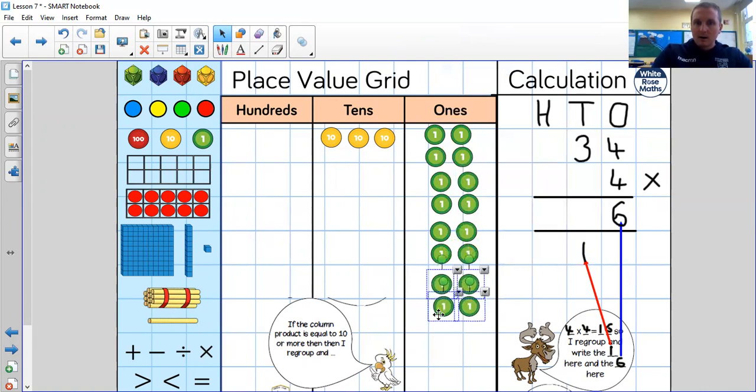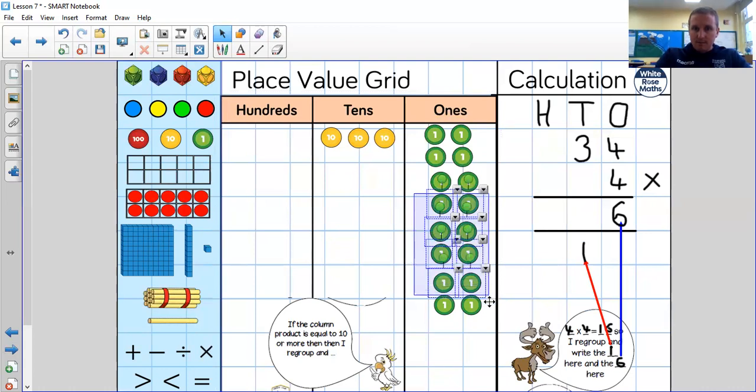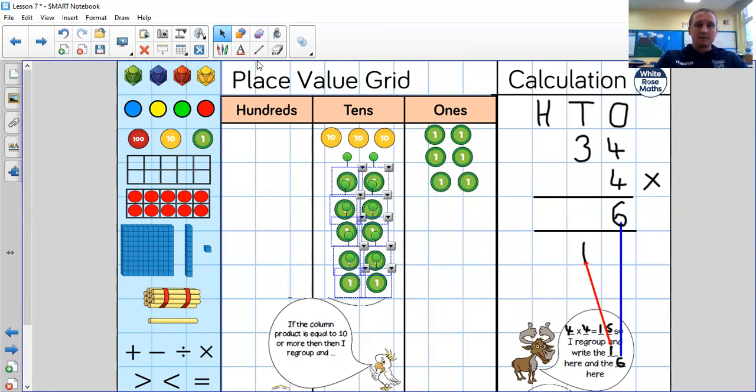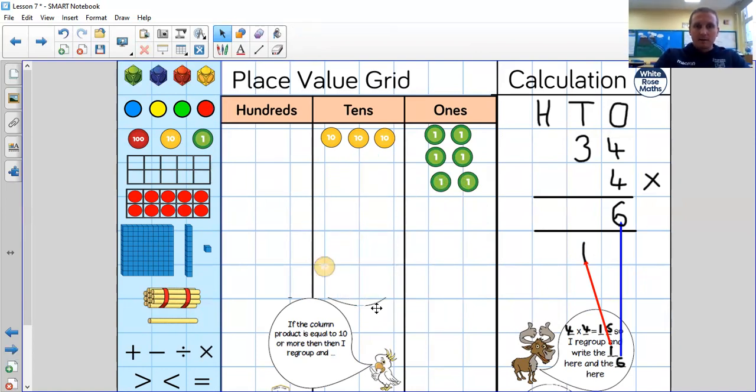Now, Coco says, if the column product, so the product is 16, is equal to 10 or more, there's more than 10 there, so I need to regroup. So I'm going to take 10, and that makes a 10. So that's made a 10, and I'm going to put that at the bottom. I'm going to wait to the end. So I've made 16.